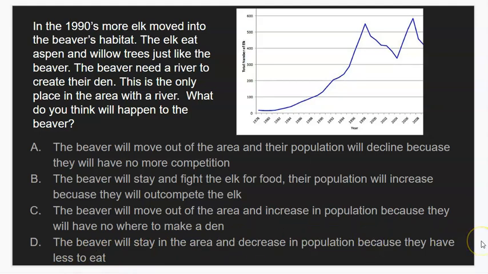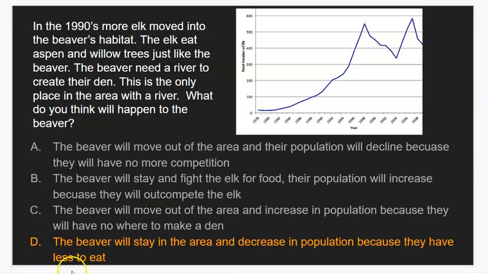Now, you're probably thinking they don't want to decrease in population, which is true, but they can't always increase, okay? Even though they want to increase and they want to survive, this situation that they're in is not going to allow their population to increase. So the best answer for this is choice D. They have to stay in the area.